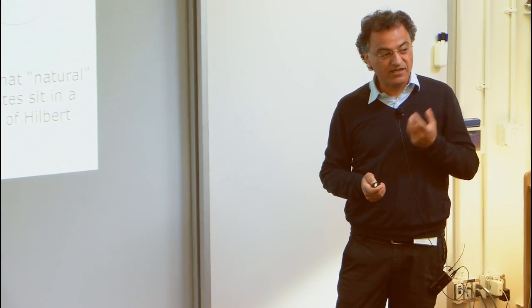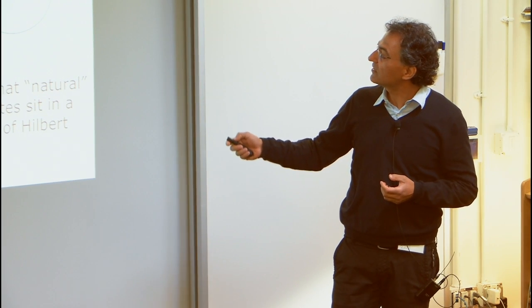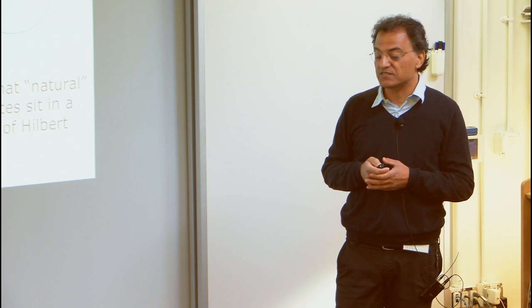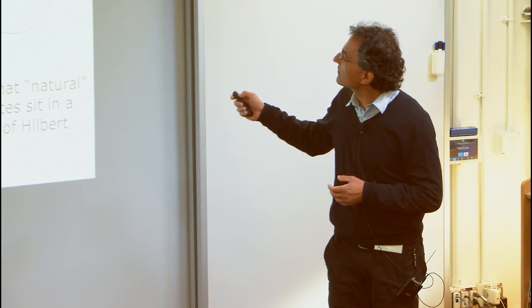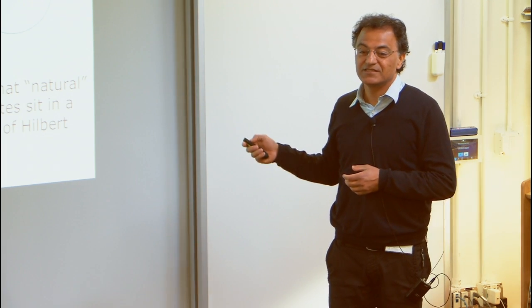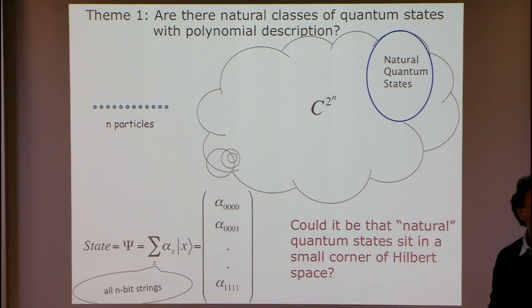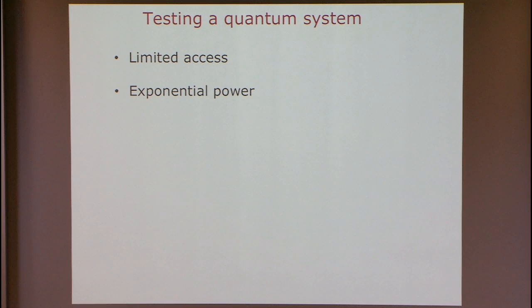So another way of imagining this question is, well, you have this exponentially large Hilbert space, right? It's an exponential dimensional Hilbert space. So could it be that there's a small corner of it where many natural quantum states sit, and this small corner is easily described classically? So this is the corner that we can understand as mere classical beings. Okay, so that's one theme.